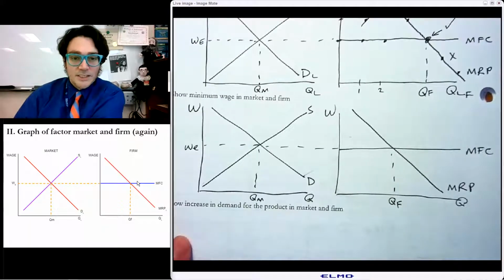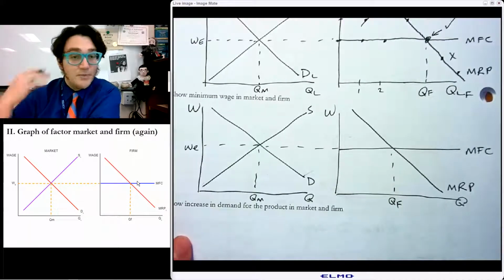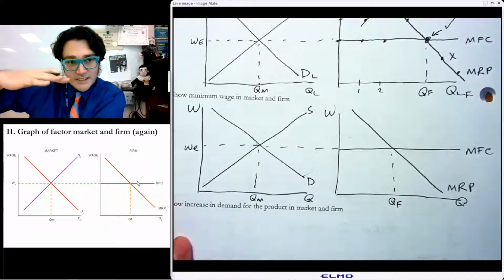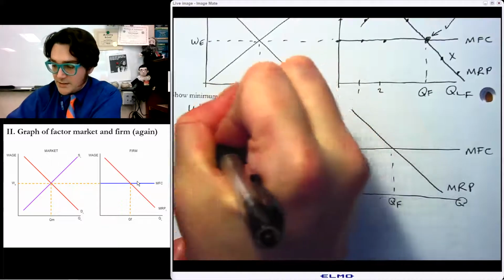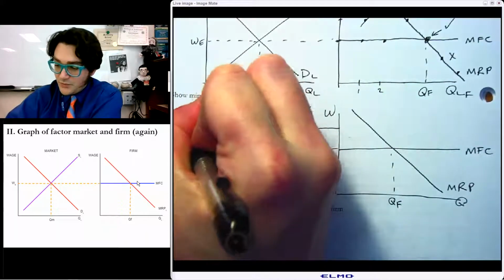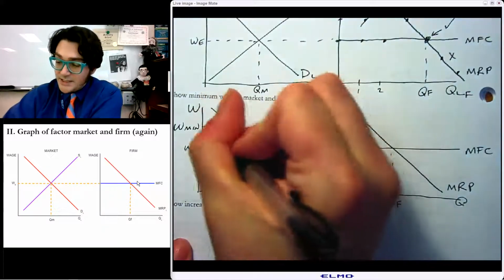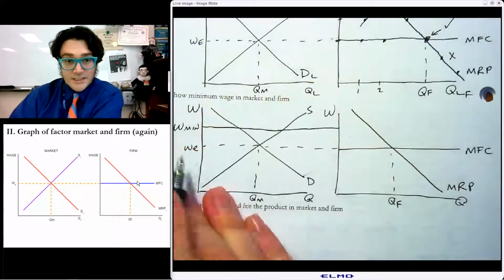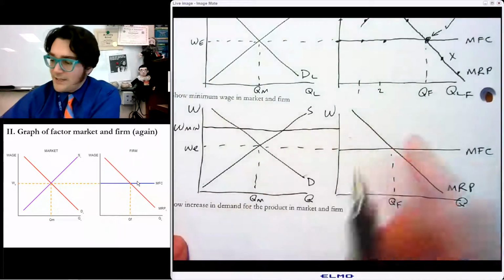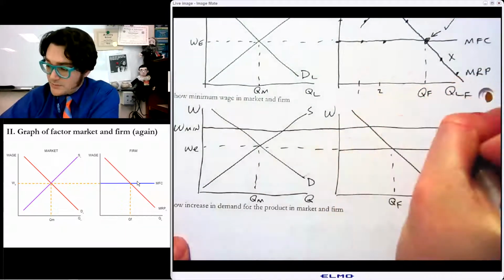And the government comes along and says minimum wage time. Well, a minimum wage is a price floor. That means you can't go to WE. The price is going to stop before it gets there. So it's going to be here. So we have W min. And all that really is, is taking whatever WE is and adding some value to it to make this new line. It goes straight across over to here.